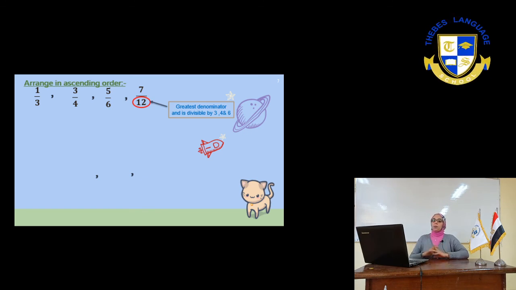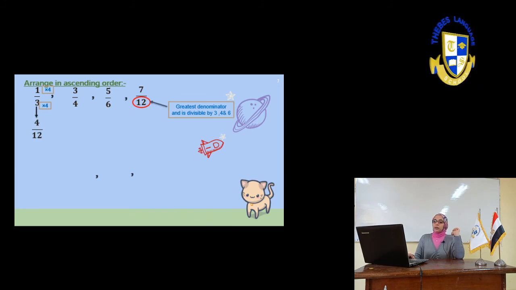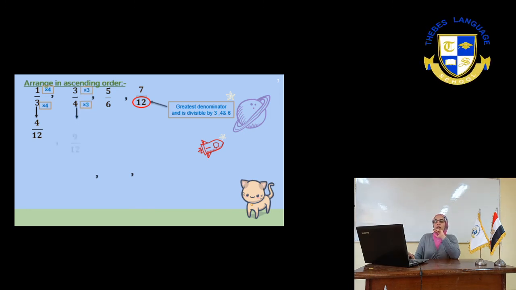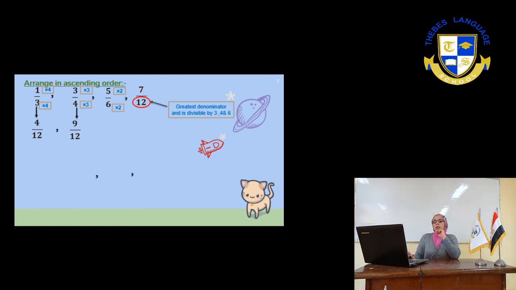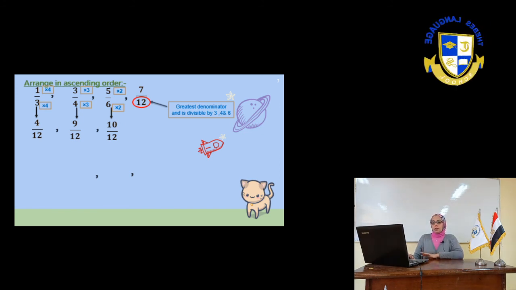Ask yourself, can we convert the other denominators into 12? Yes. How? If we want to convert 3 into 12, we will multiply it by 4. Multiply up and down by 4. It will be 4 over 12. If we want to convert 4 into 12, we will multiply up and down by 3. It will be 9 over 12. If we want to convert 6 into 12, we will multiply numerator and denominator by 2. It will be 10 over 12. And 7 over 12, write it as it is.